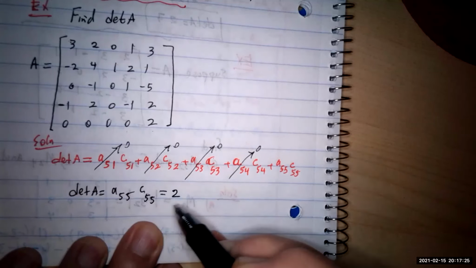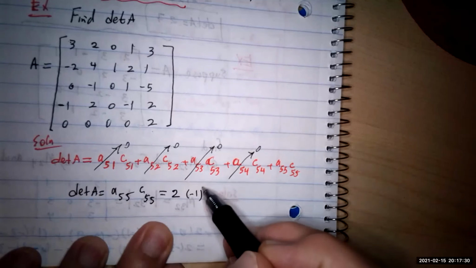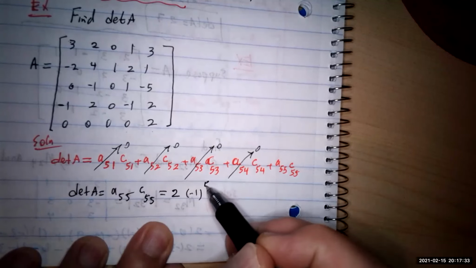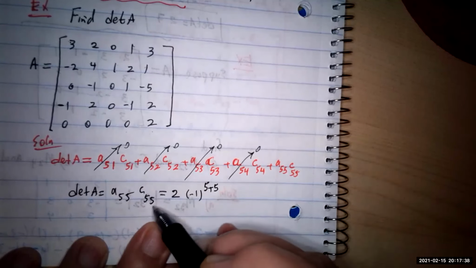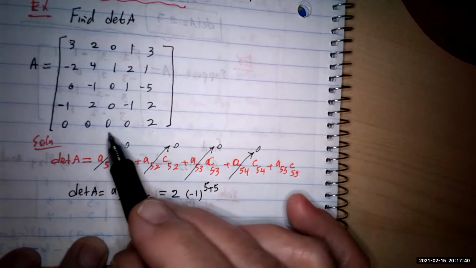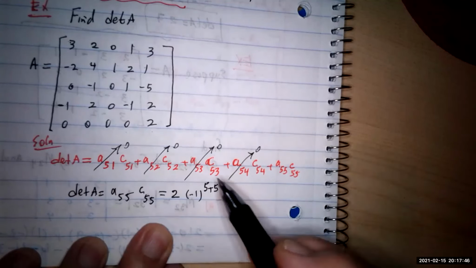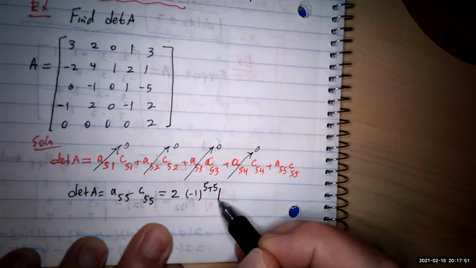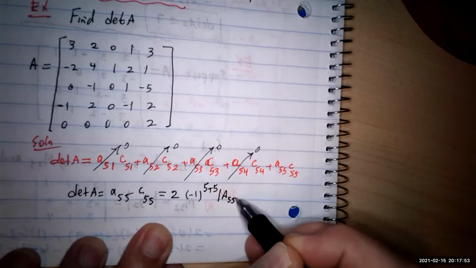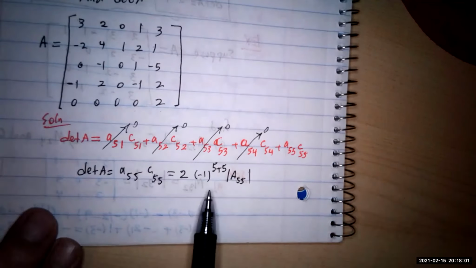Now what is C55? C55 is negative 1 to the 5 plus 5, times the determinant of which matrix? In this case, you eliminate the fifth row and the fifth column. I write it down, then I'm going to evaluate it. This is going to be negative 1 to the 10, which is just a positive 1. So that would be 2.